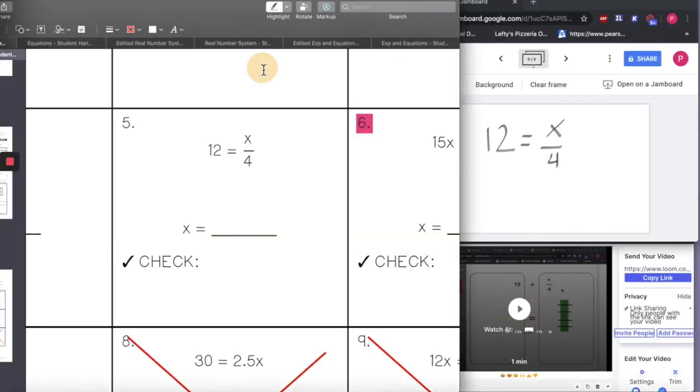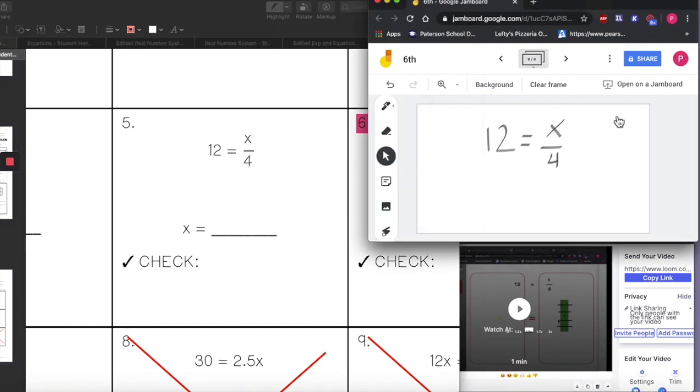So on number 5, I have 12 equaling x divided by 4. So if I want to solve that, it's x divided by 4. I need to use multiplication to get x by itself. Remember, I'm always starting on the side with the variable. I want to get x by itself. Since x is being divided by 4, I have to use multiplication. And I'm going to take its reciprocal, so my denominator will go on the top.